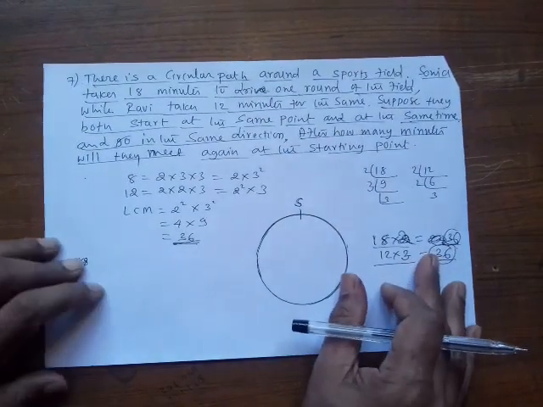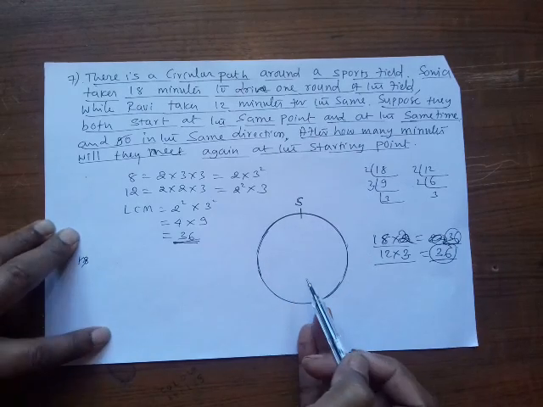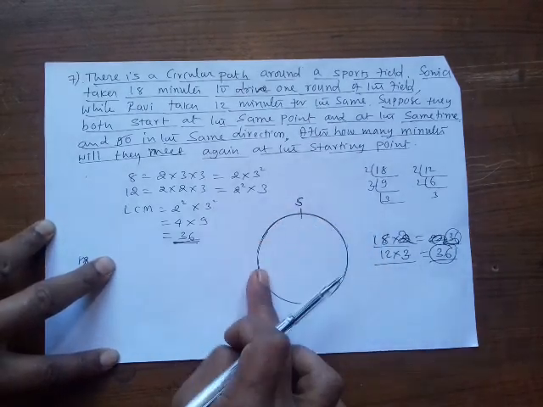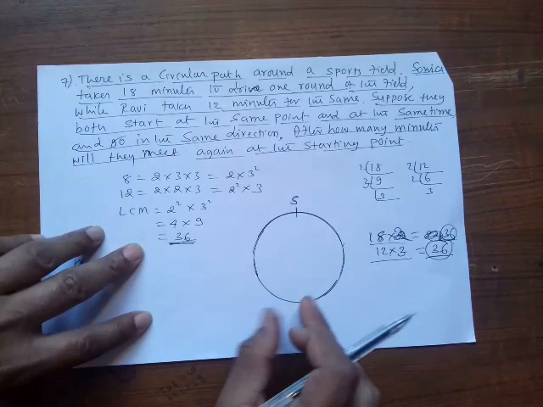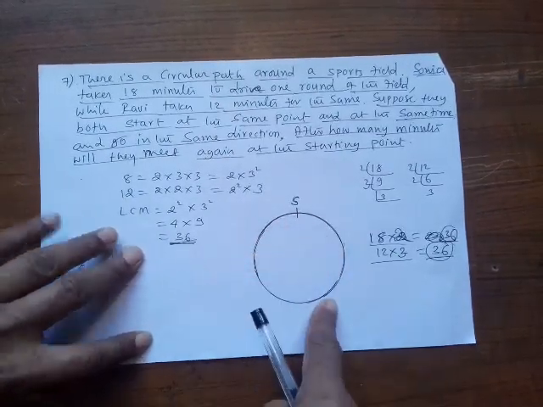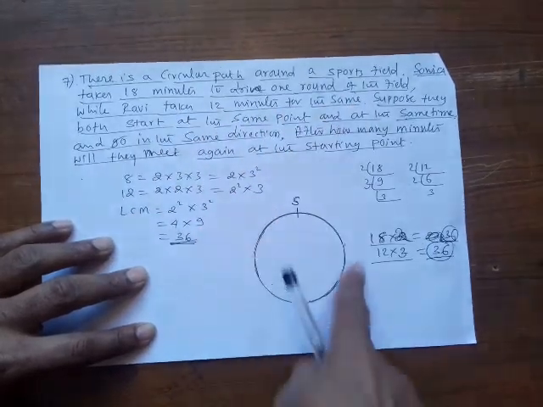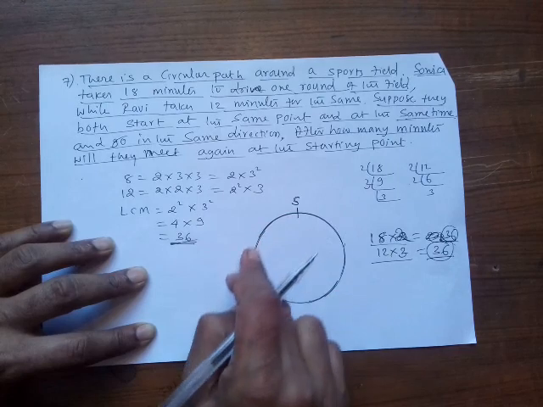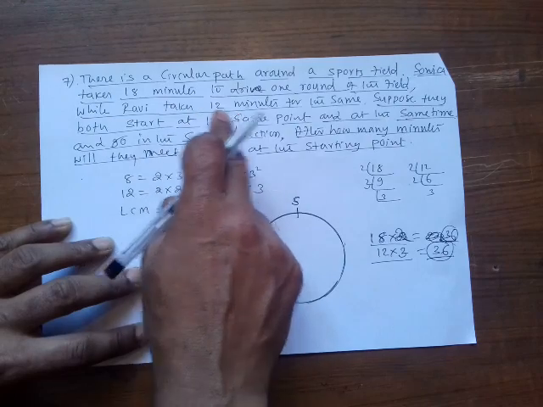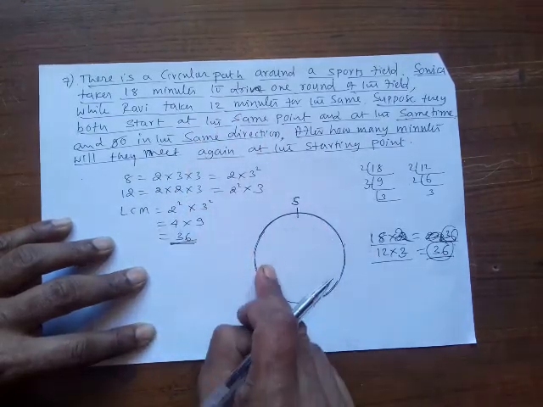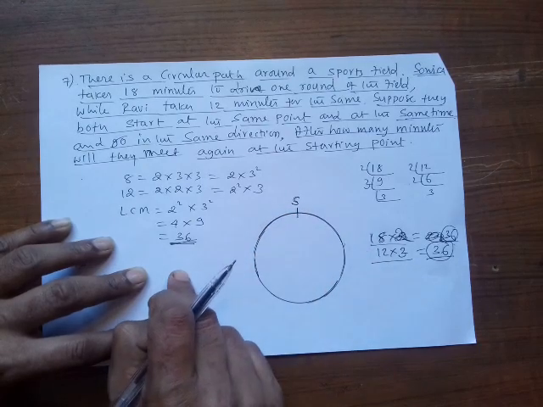Last one, there is a circular path around a sports field. Sonia takes 18 minutes to drive one round of the field. Ravi takes 12 minutes for the same. Sonia takes 18 minutes to go once around the field, and Ravi takes 12 minutes to go once around the field.